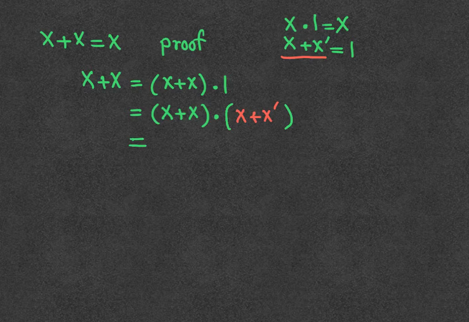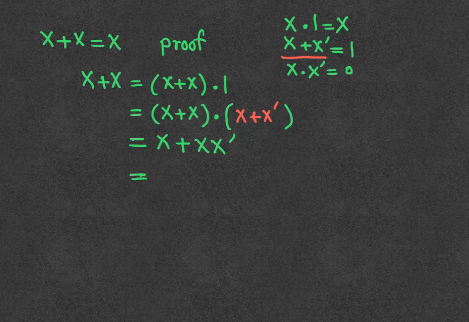Then if you multiply this, x by x, you get x, and then you have x multiplied by x prime. We had it, x multiplied by x prime is 0. So you get x at the end. So that's just a proof how we get x. x plus x is x.